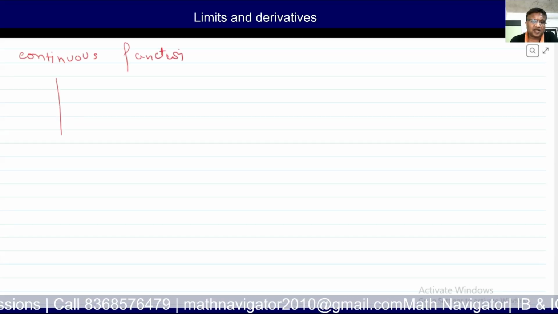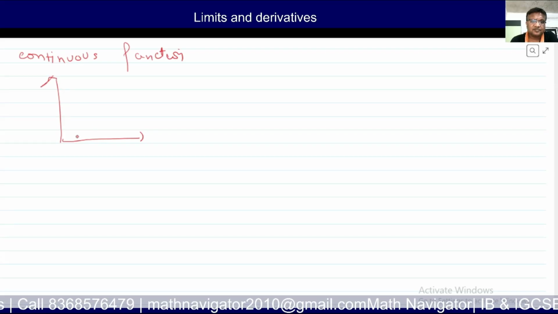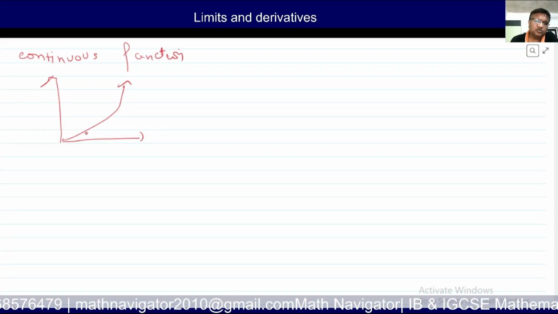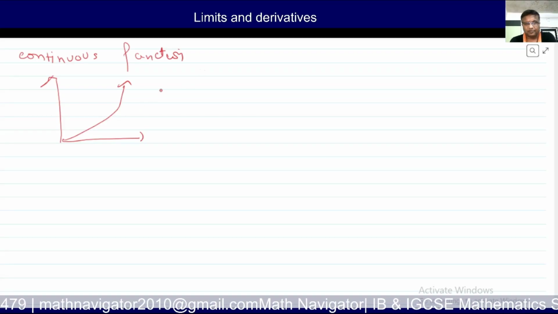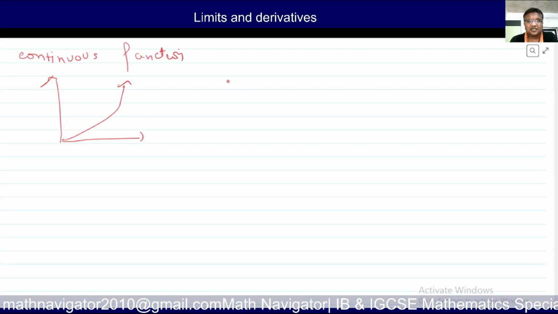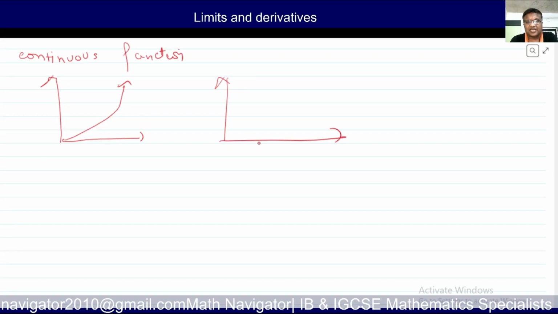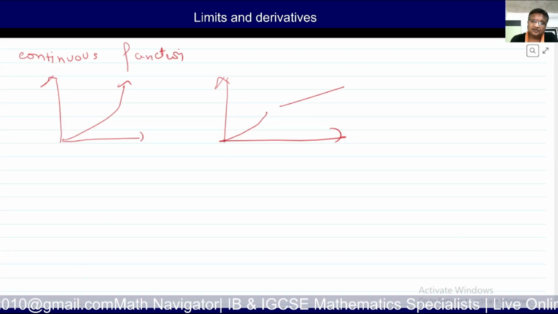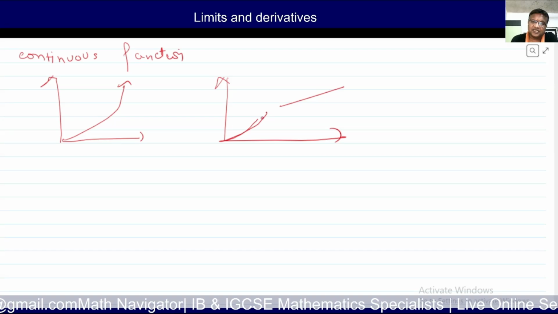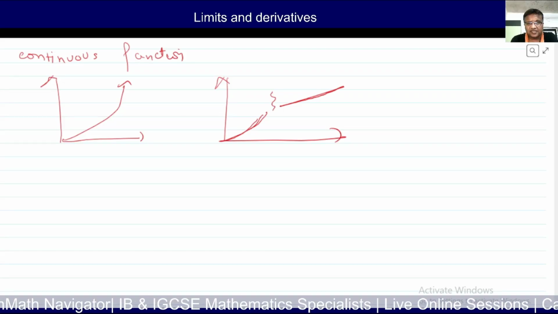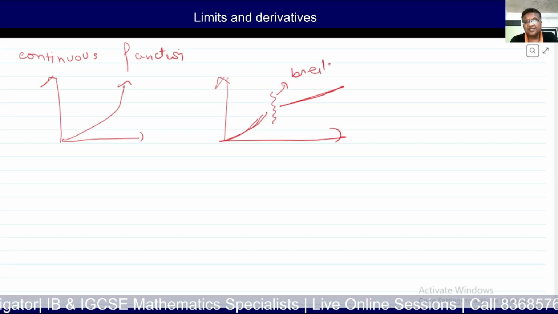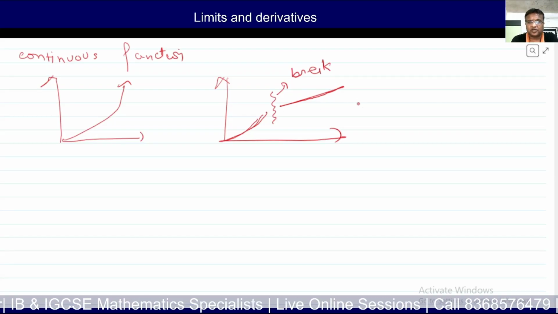Let's see if I plot a graph something like this, I can plot this graph without raising the pen from the paper. Got it? But let's say I have a graph something like this. So what is happening? If I make the graph like this, and then my hand is broken, and then I make it like this, so there is a break. And in this case, the function becomes discontinuous.